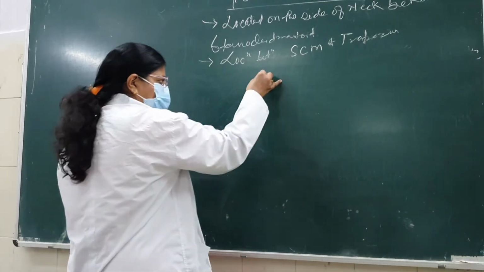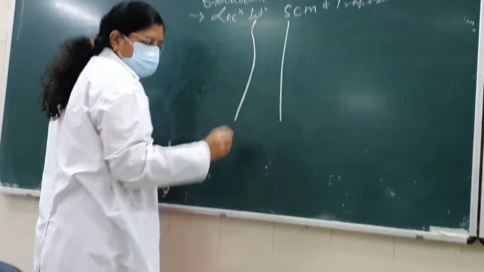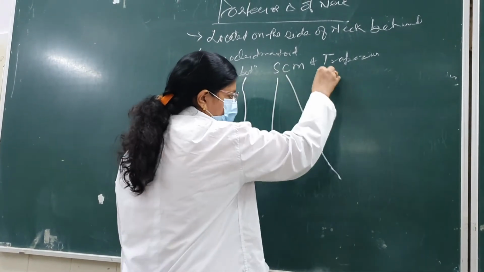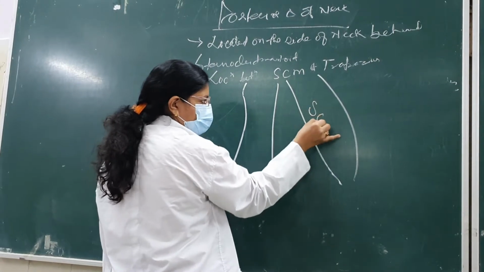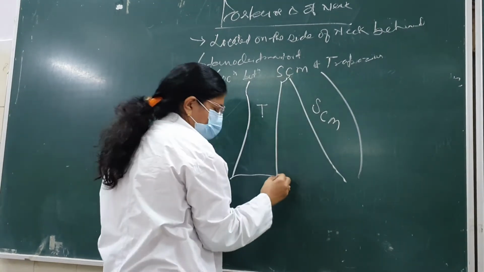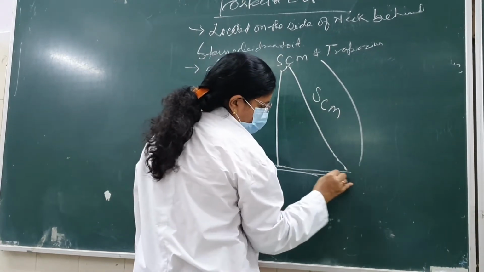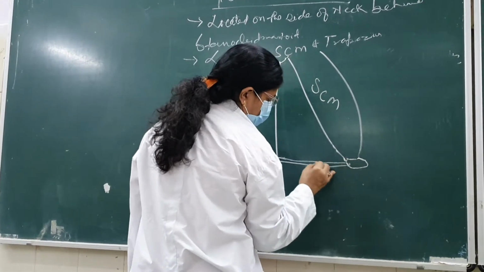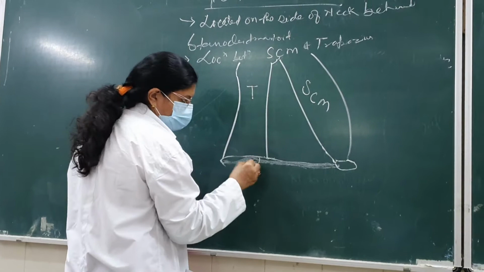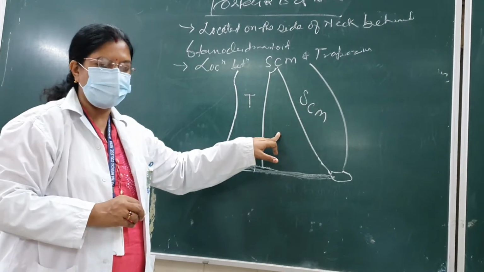So what will be there? This is the trapezius, and this is your sternocleidomastoid. This is your trapezius. And this is the manubrium sterni, and this is the clavicle and scapula. So this is the posterior triangle. So what are the boundaries of the posterior triangle?